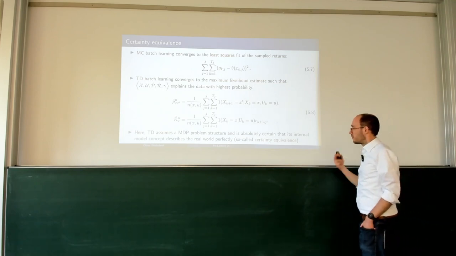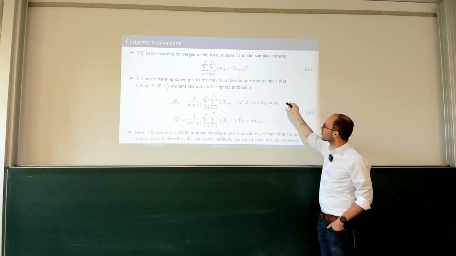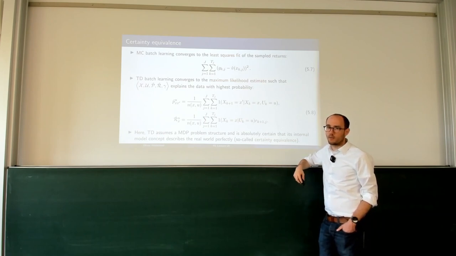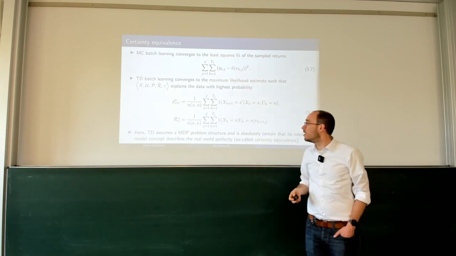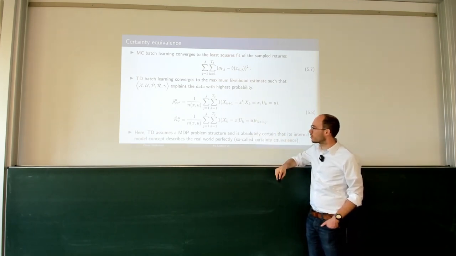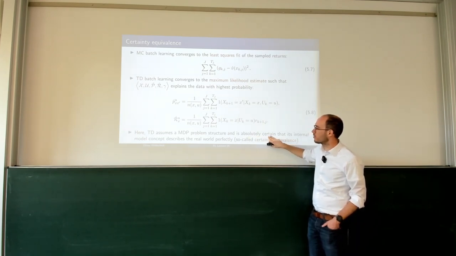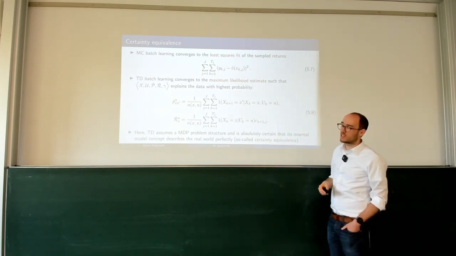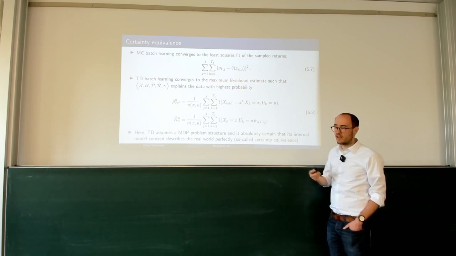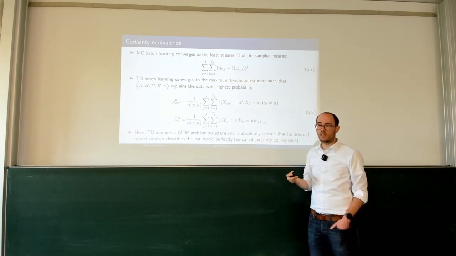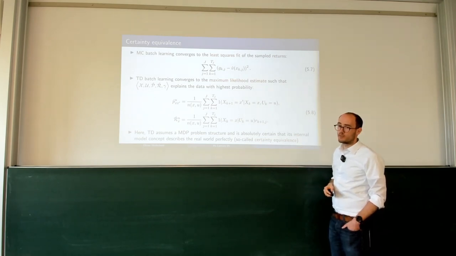TD is a little bit different because it utilizes what was just said. It basically utilizes this knowledge, this bootstrapping, about the MDP structure. And this is something which in estimation theory we call maximum likelihood estimation. So it makes use of the knowledge that the MDP has a certain structure, without knowledge of the MDP itself. It is basically absolutely certain that its internal model structure regarding the state description, reward description and action description of an MDP problem is correct, and therefore it will try to minimize the TD error, or the estimation error, in the maximum likelihood sense. And that's why we have this difference between Monte Carlo learning and TD learning in this steady state regime using limited data.